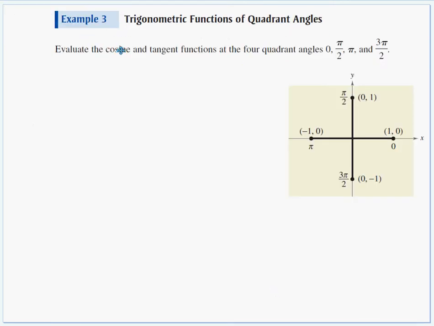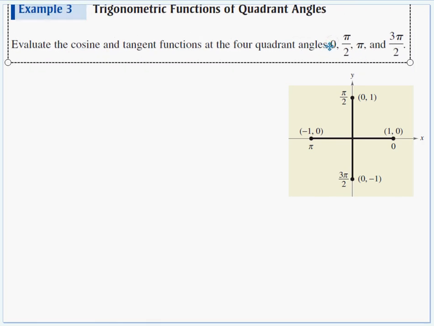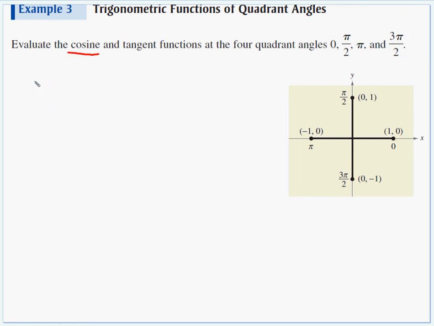Okay, evaluate the cos and the tan function at all 4 quadrant angles: 0, half pi, pi, 3 halves pi. So cos of theta is equal to x over r. Remember, r is the distance from the origin. We could use the Pythagorean theorem, but really, it's not even a triangle. Here's the origin. How far away is any of these points? Each point is only 1 unit away from the origin because we're sticking right to the axes. So for all of these, r is going to equal 1.